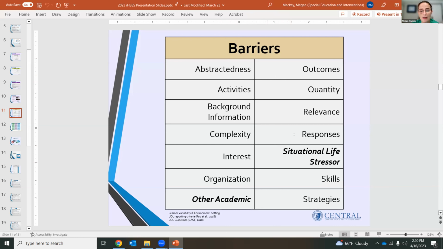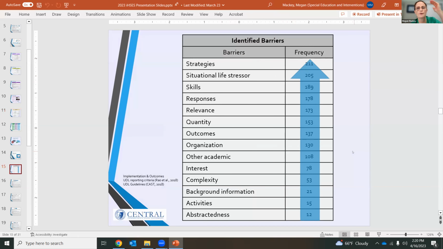And that's when the three of us came up with these two separate categories. So here are the results. Here's what we identified. These are all the barriers that students identified. On the left column, you see a total of 14 barriers identified.